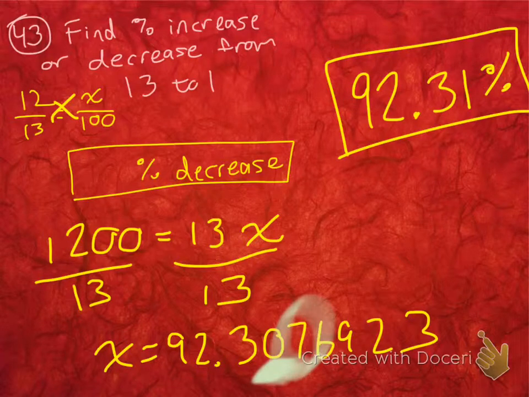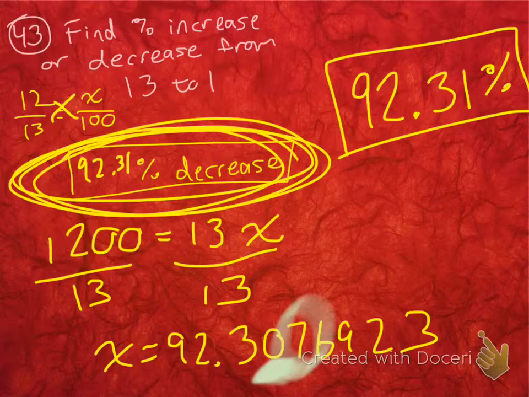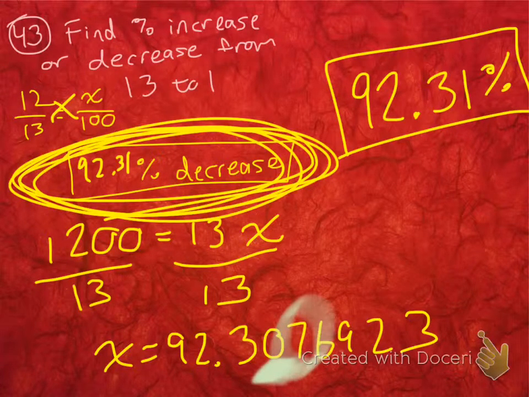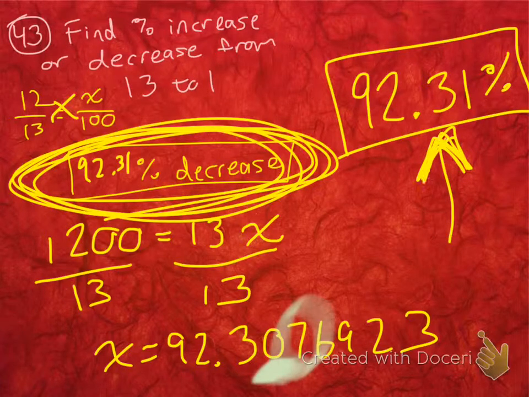And there we go. But it's a 92.31% decrease. So this is why I put the box here in the first place. This is what your answer needs to be. To get full credit, it needs to say if it's an increase or decrease. If you just put this and you don't say which one it is, you won't get full credit because it's asking you to find the percent of increase or decrease. So it's asking you which one it is specifically. Okay? So when it goes down, make sure you put the decrease. When it goes up, make sure you put the increase.